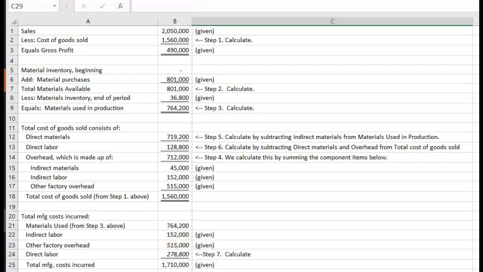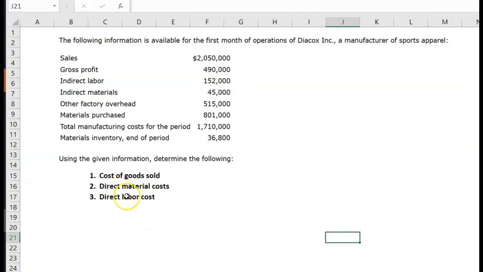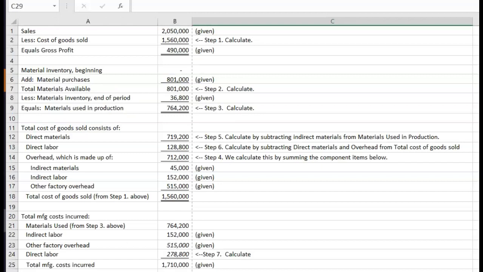Okay, so we've tackled all three of these questions: cost of goods sold, total materials, and total direct labor. And this problem is really about understanding what do you have and then forcing an unknown.